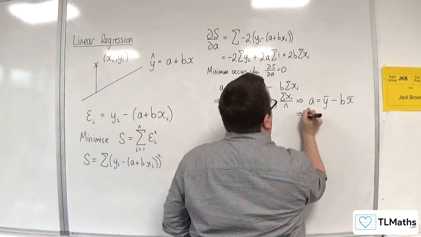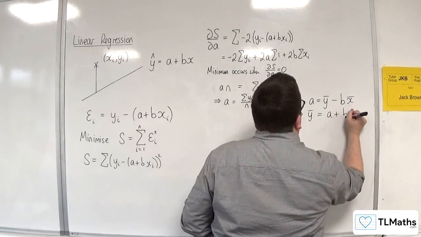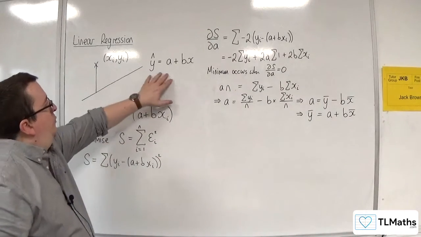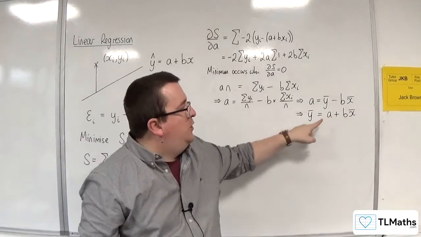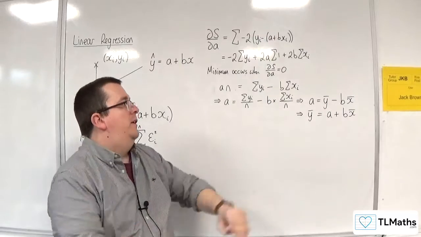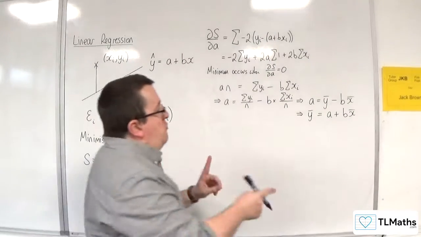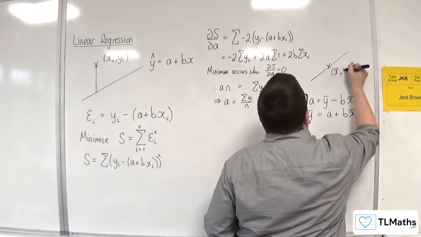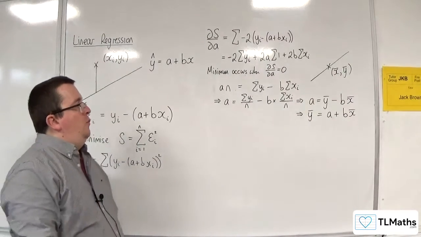So if you rearrange that, you can see that y bar has got to be a plus b x bar. Remember, our regression line was y equals a plus bx. What that's telling you is that the regression line must go through x bar, y bar. X bar, y bar satisfies the equation. So we now know that the regression line has to go through the point x bar, y bar. So that's one success already from this.